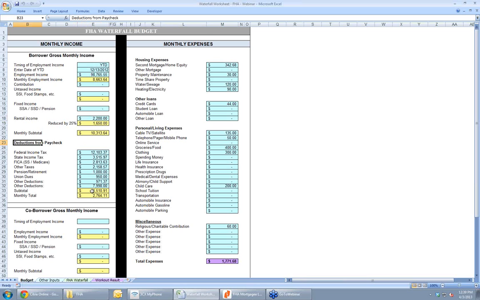Another section that's new here is the deductions from paychecks. For FHA loss mitigation, you need to know what their net income is in addition to what the gross income is.